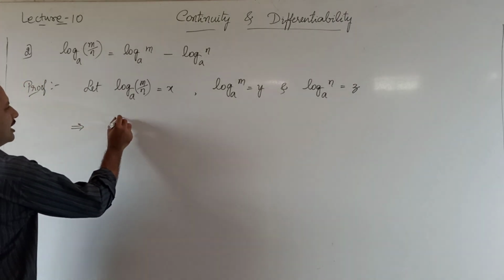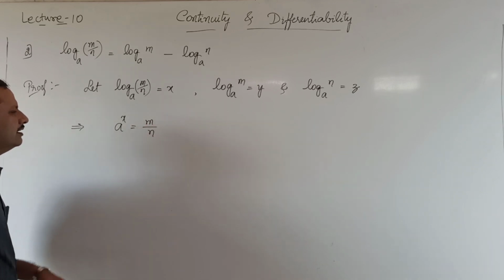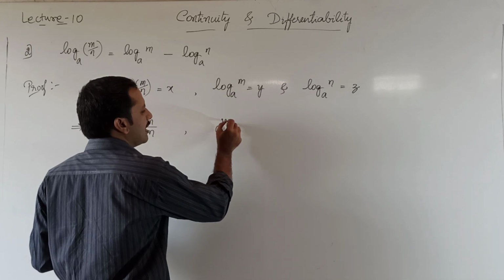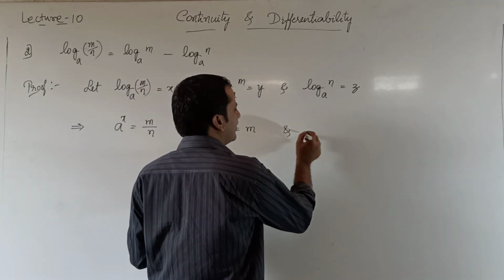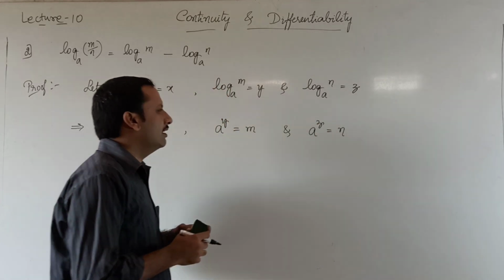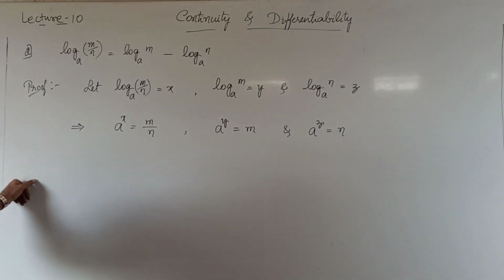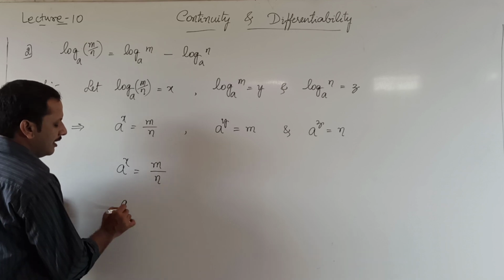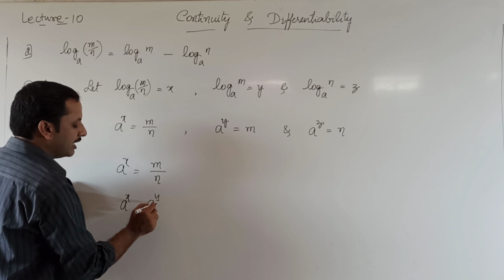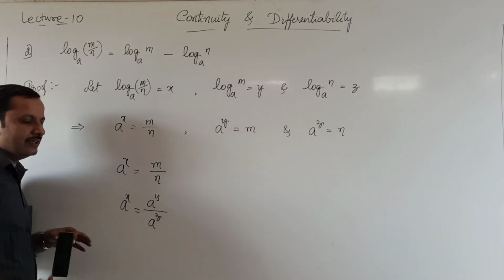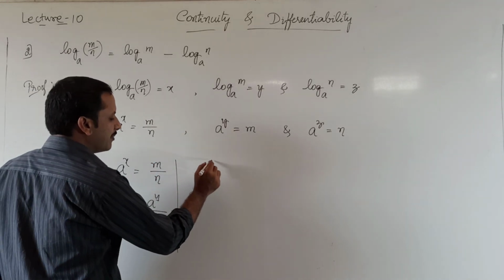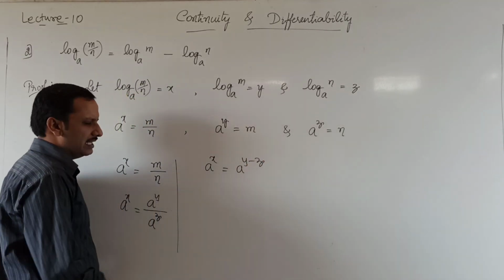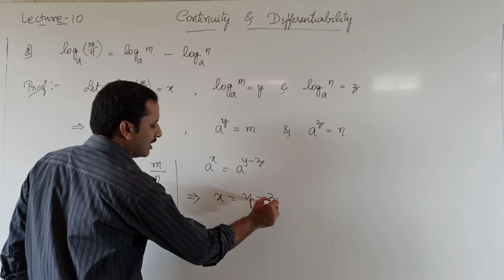So this will imply that a power x is equal to m by n. Log m by n to the base a is equal to x implies that a power x is equal to m by n. From this we can write a power y is equal to m, and a power z is equal to n. Log n to the base a is equal to z implies a power z is equal to n. Okay. So now here we have a power x is equal to m by n. In place of m, I will substitute a power y, and in place of n, I will substitute a power z. A power x is equal to a power y divided by a power z. From there, a power y by a power z is nothing but a to the power y minus z. This will imply that x is equal to y minus z.